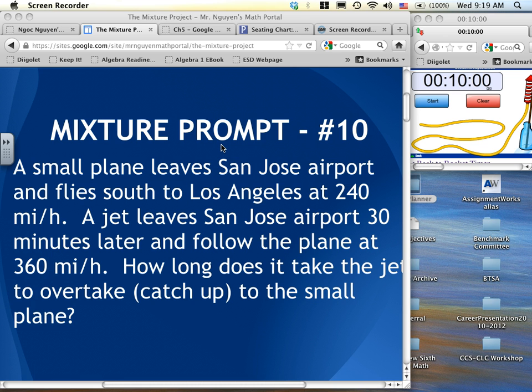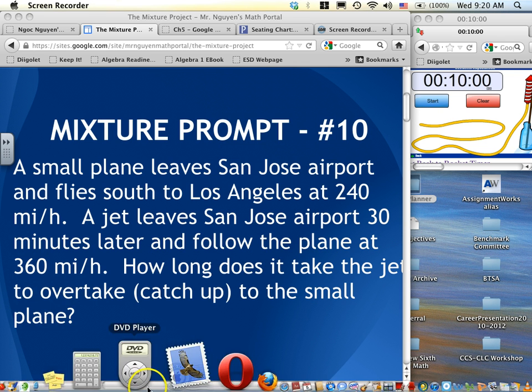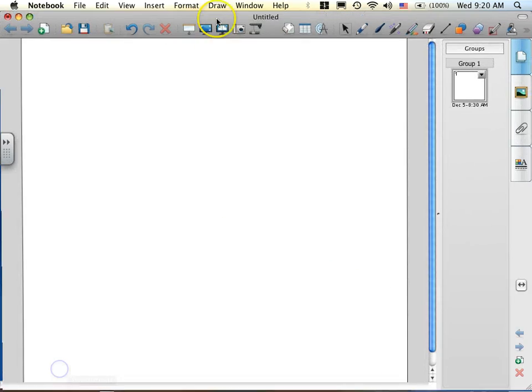A small plane leaves San Jose Airport and flies south to Los Angeles at 240 miles per hour. A jet leaves San Jose Airport 30 minutes later and follows the plane at 360 miles per hour. How long does it take the jet to overtake or to catch up to the small plane? Okay? Are you clear on that? All right. So, with that in mind, let's ask a couple of questions here.